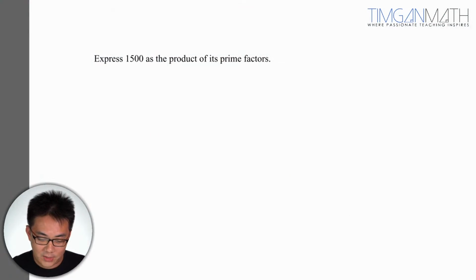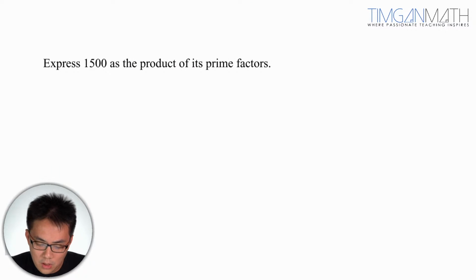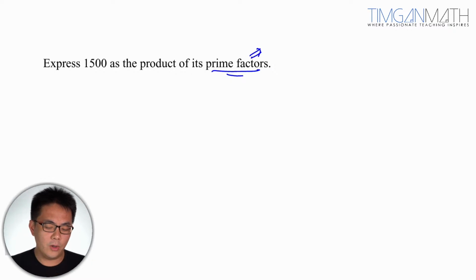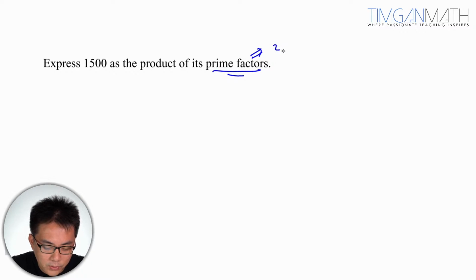Alright, so let's look at this question here, which is asking you to express 1500 as the product of its prime factors. So let's see how we can do this proficiently. Same thing, prime factors, just like what we did just now, which is you just list down all the prime numbers out. So 1 is not a prime number. By definition, prime numbers start with 2.